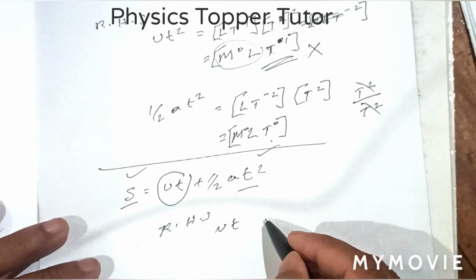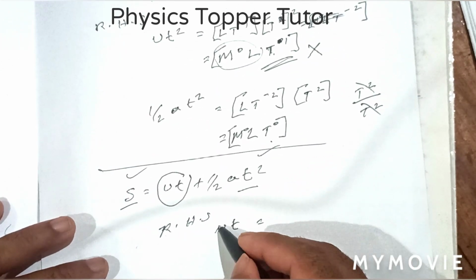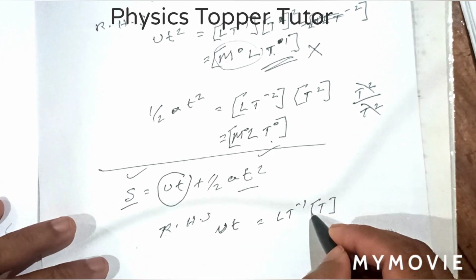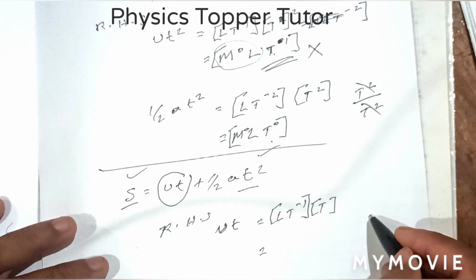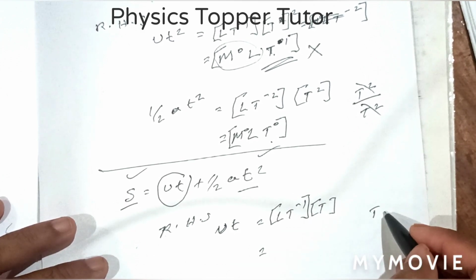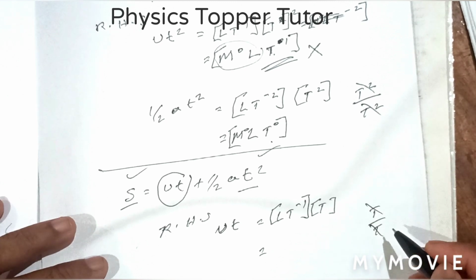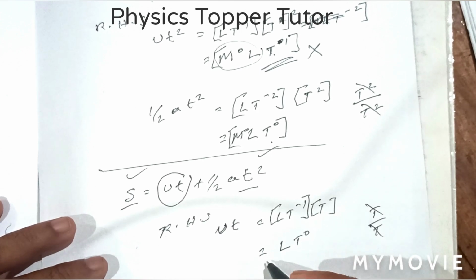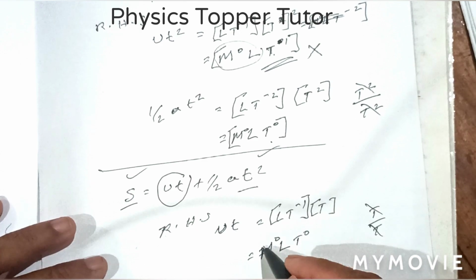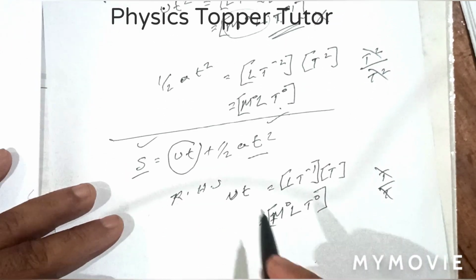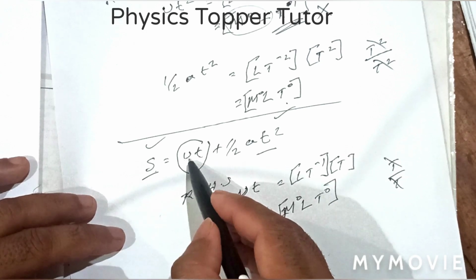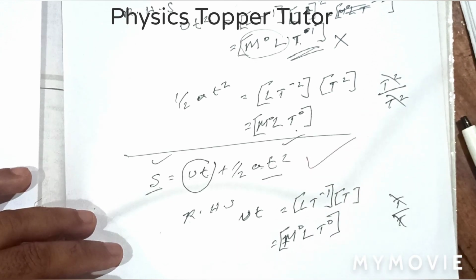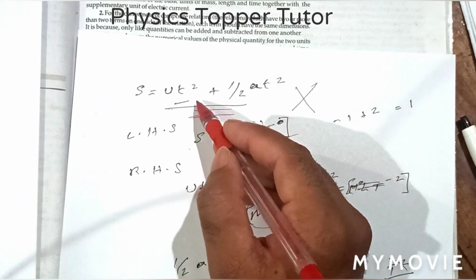Ut, u is velocity, distance by time, and here t. So t and t we can cancel out. So that means there is no more t. L, t 0, and if we put m here, so it looks like this. So now the actual equation will be s equal to ut plus half at square. Okay, that means this is a correct equation. This is the correct equation. So this is the wrong equation.